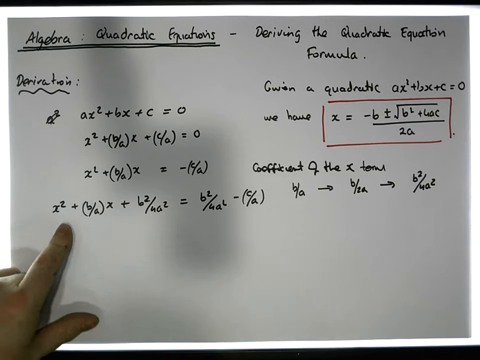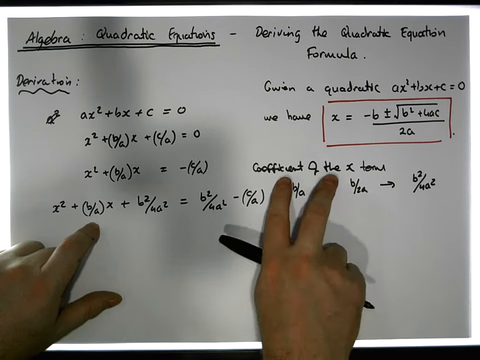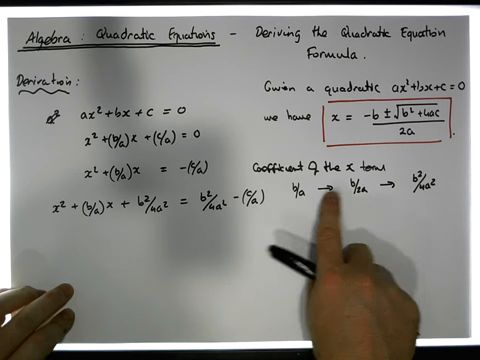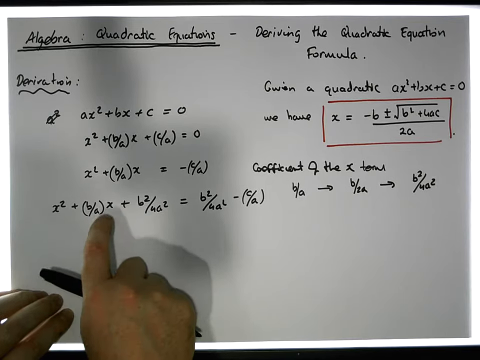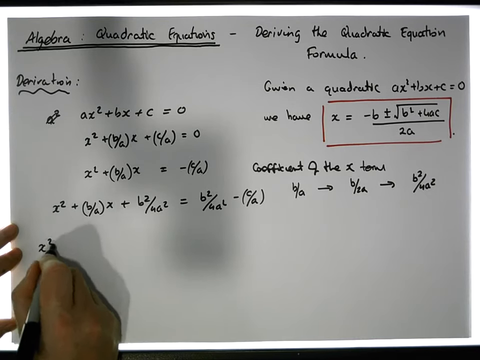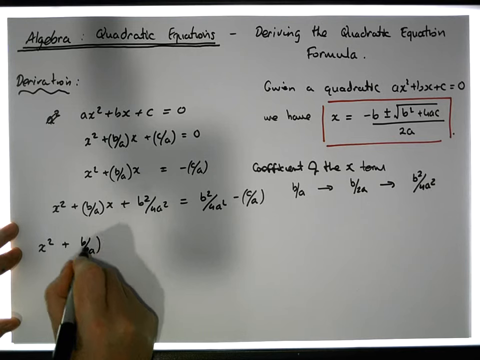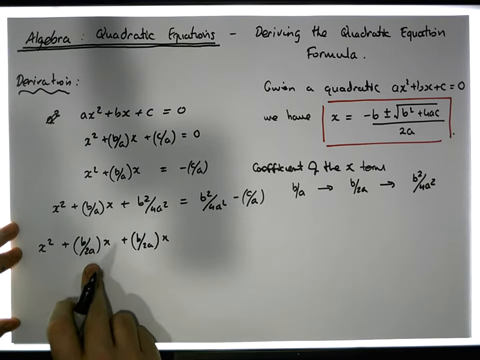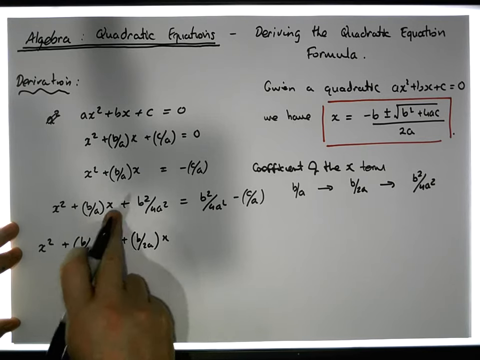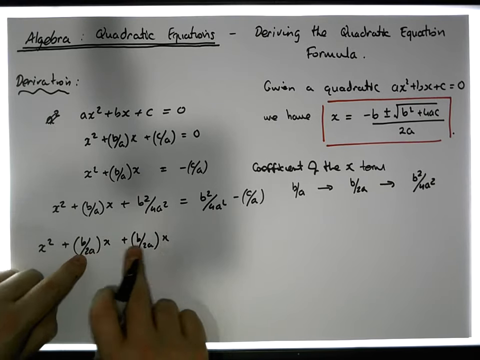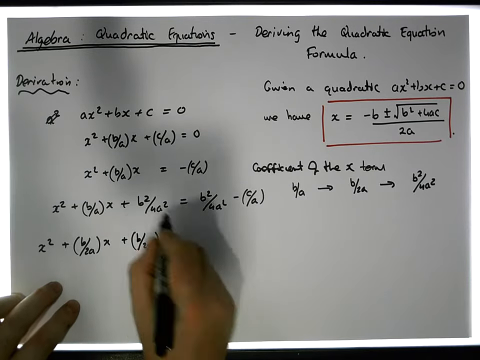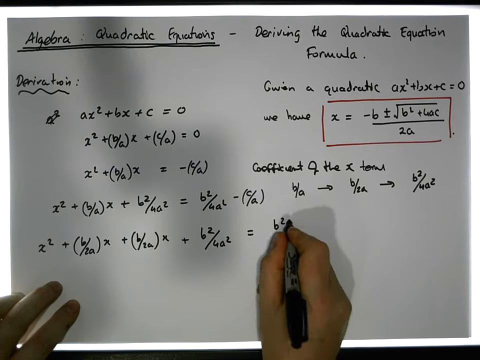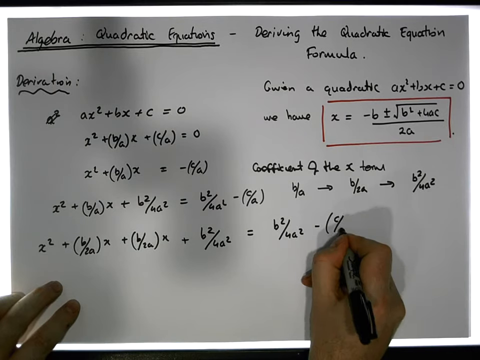The way we have done this is through completing the square. We've taken the coefficient of x and we've halved it. So let's halve this and see what we get. This gives us x squared plus b over 2a of x plus b over 2a of x, because b over 2a of x plus b over 2a of x gives us b over a of x. There's a half of them here and a half of them there, which gives us the whole. Plus b squared over 4a squared must be equal to b squared over 4a squared minus c over a.